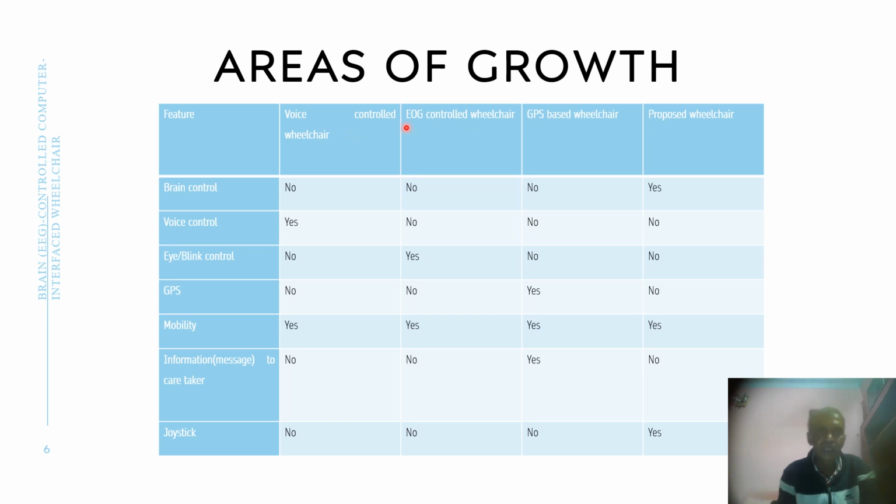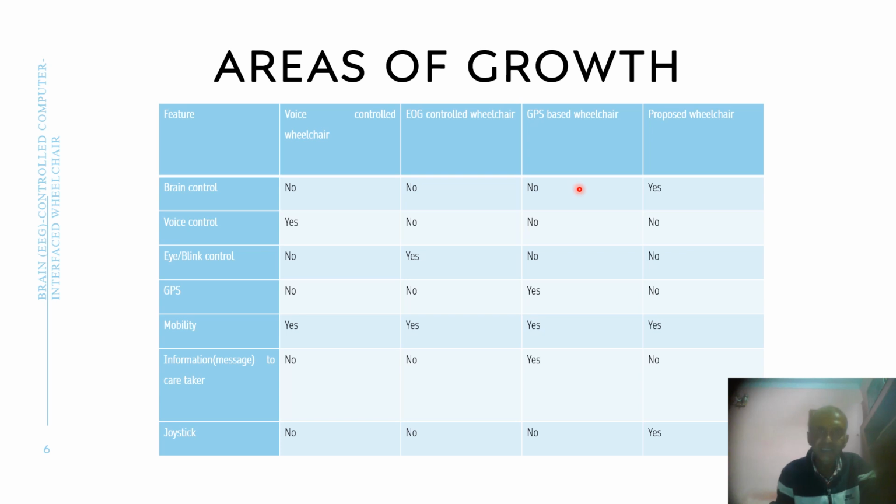EOG control, electrooculogram eye signal based controlled wheelchair. Brain control is not there, voice control is not there. Eye or blink control is there in the EOG controlled wheelchair. GPS is not present, mobility is present, information or message to caretaker is not present, joystick is not present.